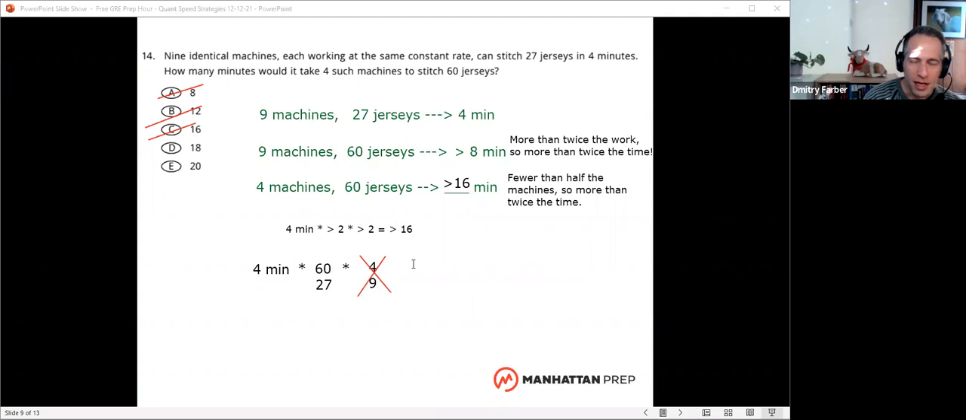If I had started with 8 machines and went to 4, I would be going half as fast. So I'd go twice as long. Here I'm going to be 4/9 as fast. So I'll take 9/4 as long. So I have this situation where I'm multiplying 4 times 60/27 times 9/4, and I can actually just go through and do the cancellations. 4 cancels with 4. And then 9 cancels with 27 and leaves 3. 60 over 3 is 20.